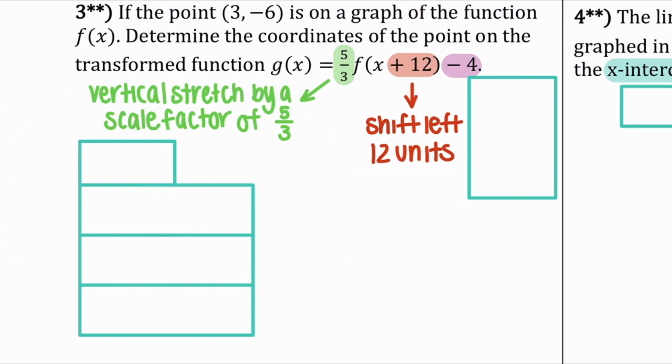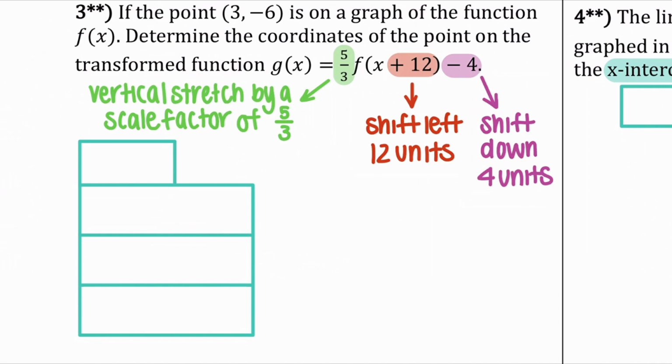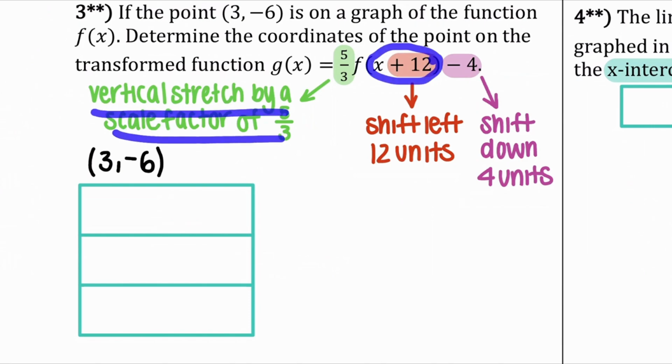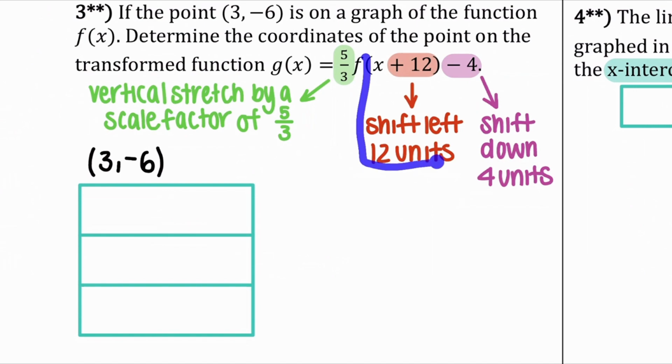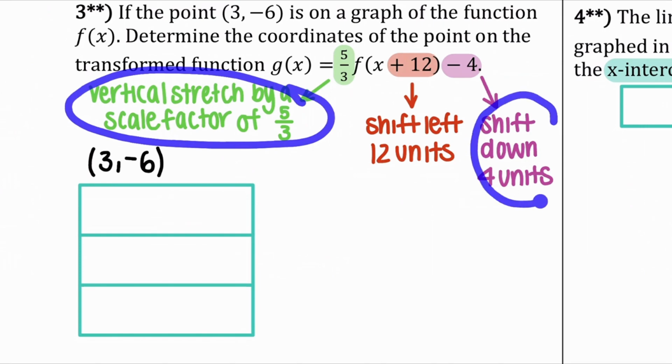Then we have this -4 here because, once again, it's on the outside, it's affecting our outputs, and therefore this is going to be a shift of going down 4 units. So taking our original coordinate, we just want to remember the order of operations in which these transformations happen. What we know objectively is true is that this plus 12, or the shift to the left of 12 units, is not going to be influenced by the vertical stretch or the shift down, because this operation here only affects the x values, while these operations affect our y values. So in that case, order does matter.